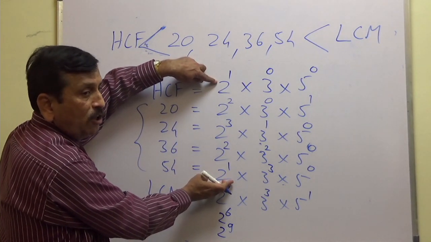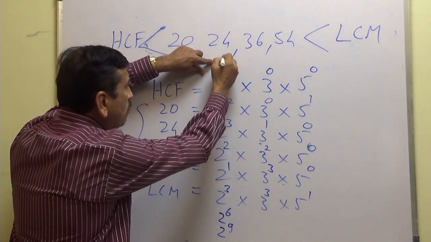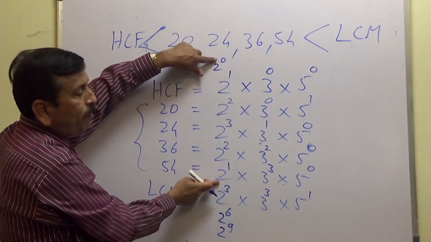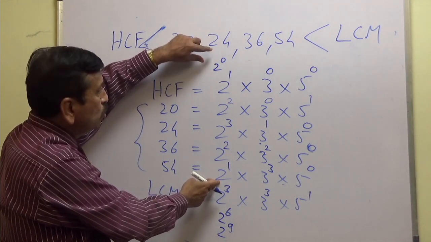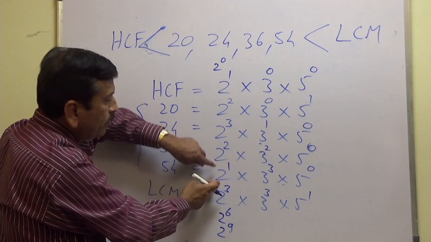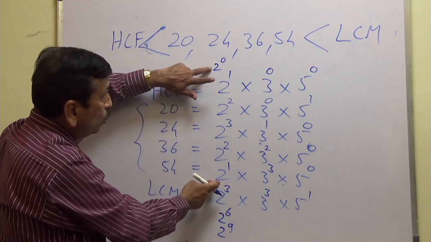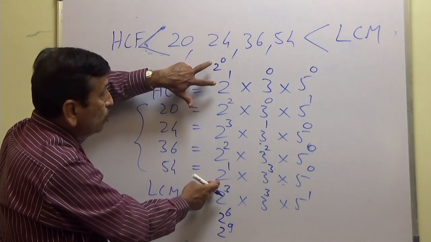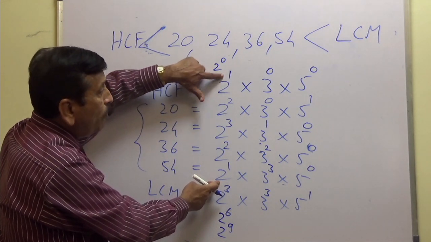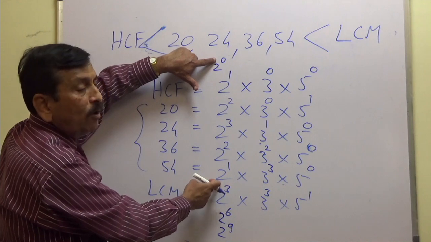What could be another factor of this? Can I put 2 to the power 0? If I put 2 to the power 0, 2 to the power 0 means 1. Now 1 is a factor of all the numbers. So 2 to the power 0 is also a factor of all of them. So we can say that 2 to the power 0 is a common factor. 2 to the power 1 is a common factor. So between these two, 2 to the power 1 happens to be the highest. 2 to the power 0 is lowest.